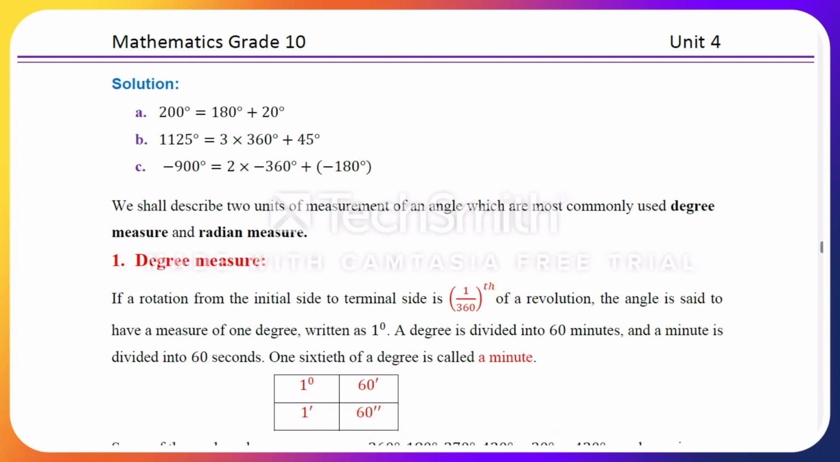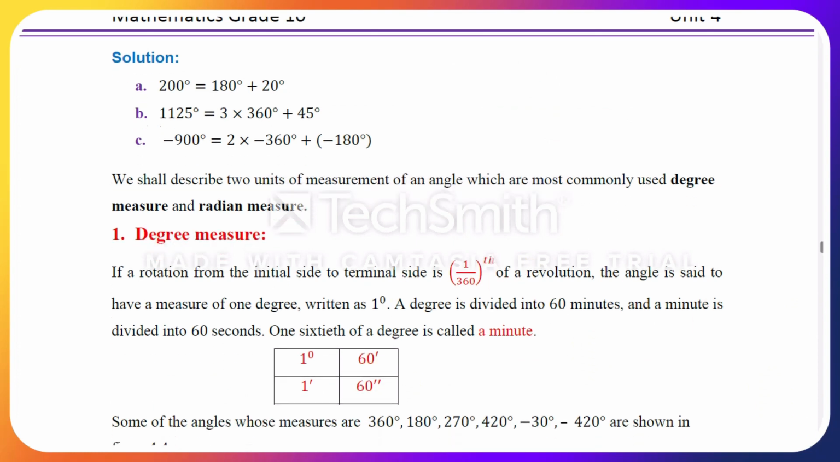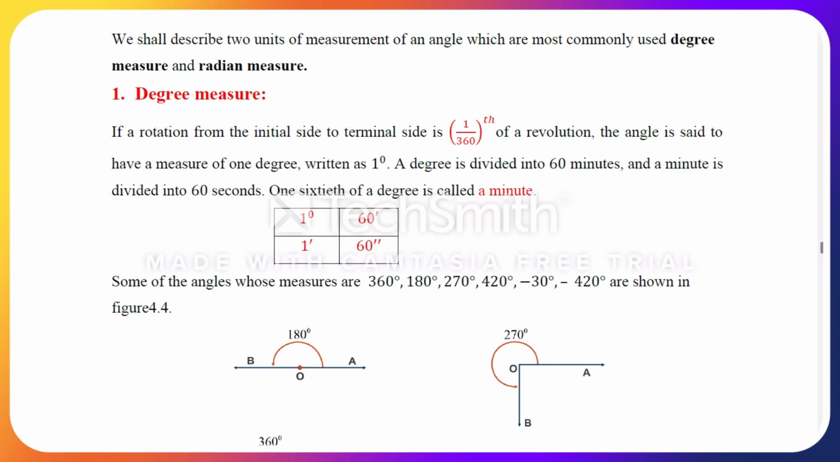The other one, let us see units of measurement of an angle. So when we come to units of measurement of an angle, there are different units that can be used to measure an angle. But the two most commonly used units of measurement of an angle are the degree and radian measure.